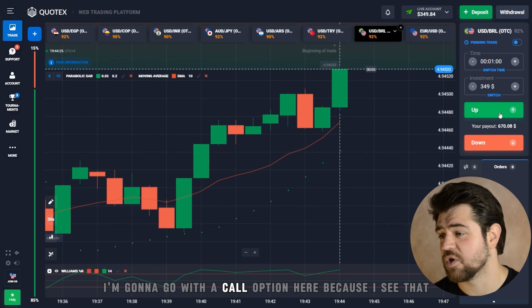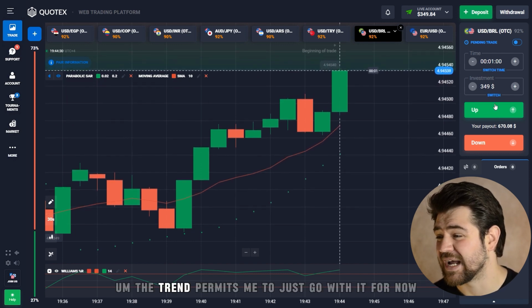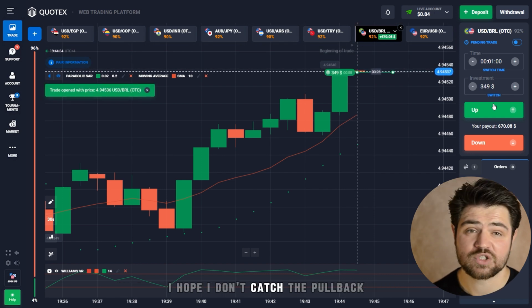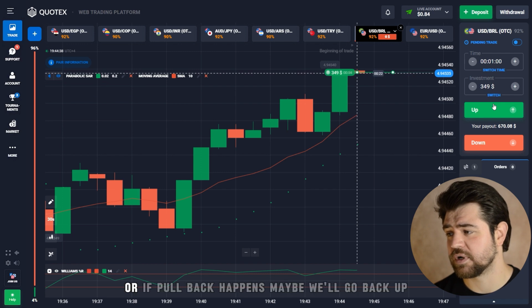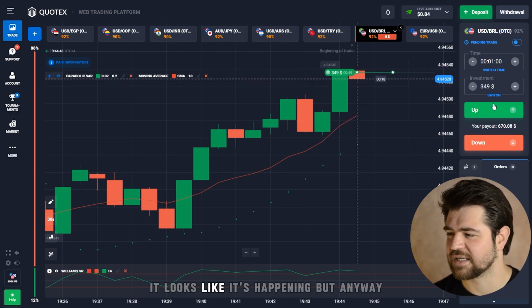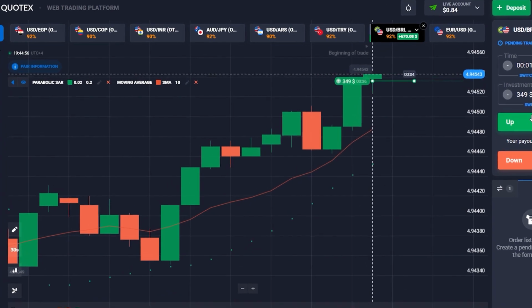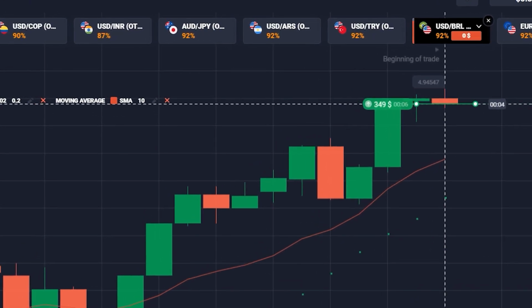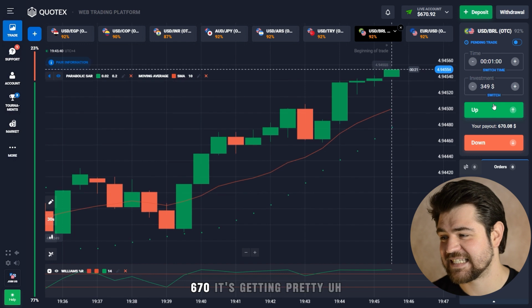I'm going to go with the call option here because I see that the trend permits me to just go with it for now. I hope I don't catch the pullback. I think there is still some time, or if the pullback happens, maybe we'll go back up. It looks like it's happening, but anyway, let's wait for the result and continue. Guys, this is the next profit, 670.